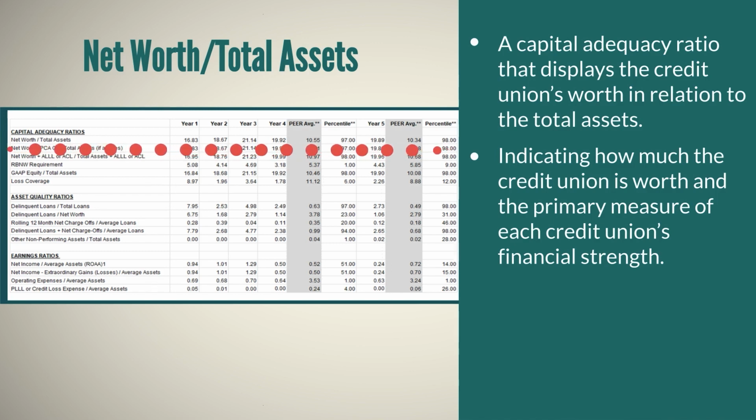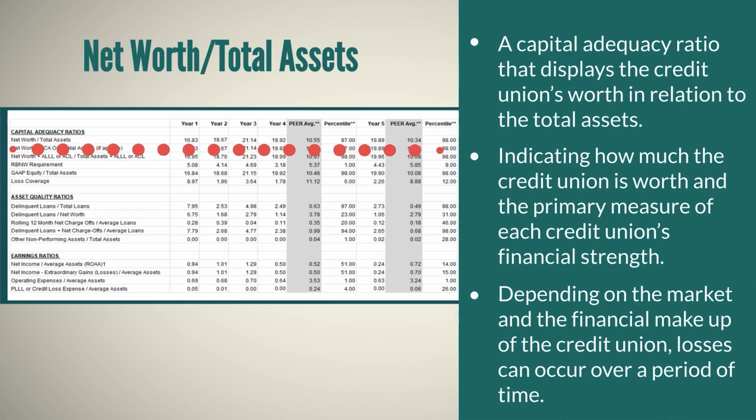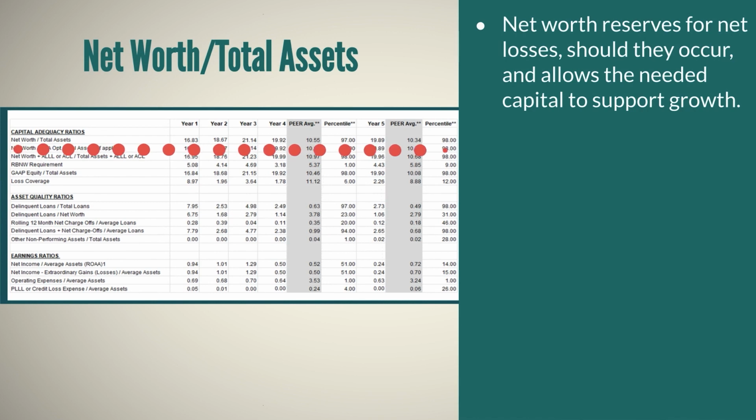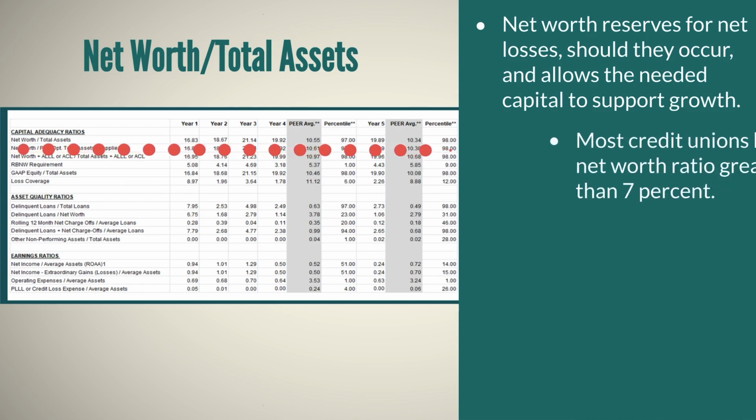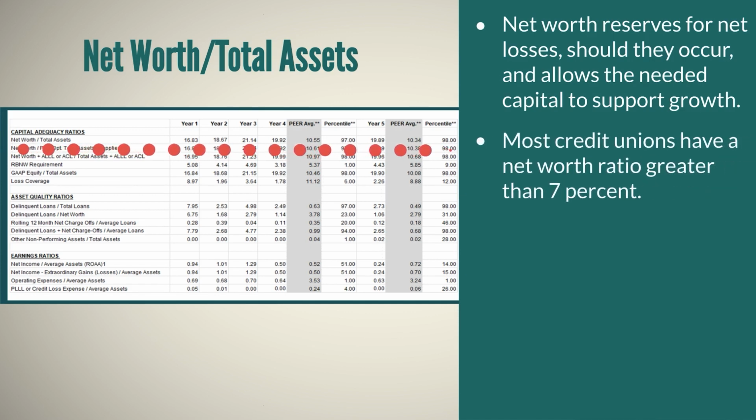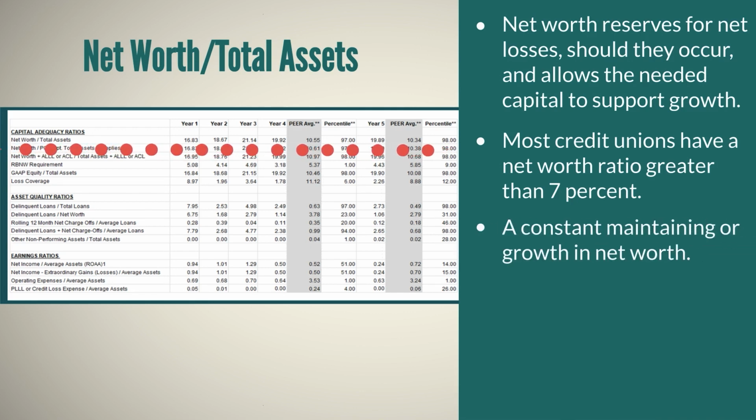As you know, credit unions inherently have risk because we are in the business of buying and selling money. Depending on the market and the financial makeup of the credit union, losses can occur over a period of time. Net worth reserves for net losses should they occur and allows the needed capital to support growth. Most credit unions have a net worth ratio greater than 7%, which the NCUA deems well capitalized. A healthy indicator for credit unions would be a constant maintaining or growth in net worth.